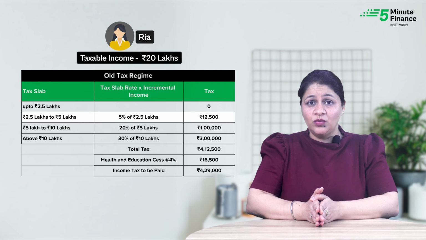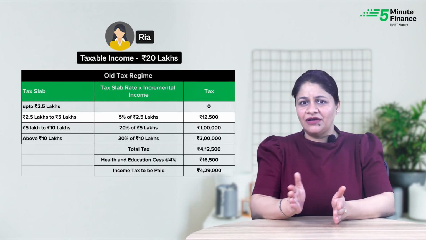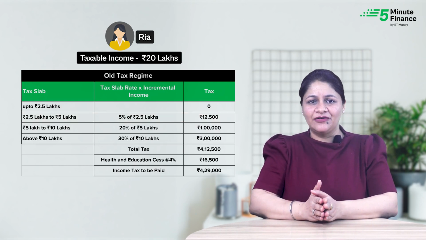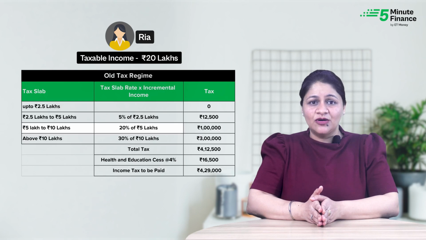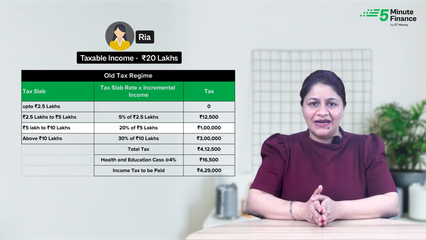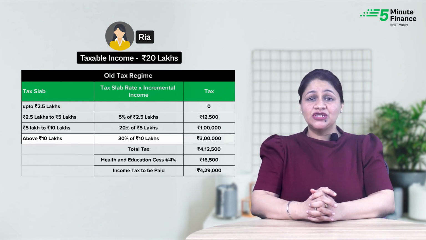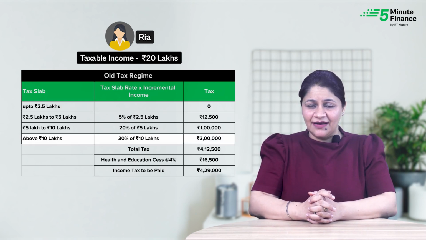Now from 20 lakh, we have already computed tax on the income worth 5 lakh rupees. So from 20 lakh income, we can take out 5 lakh. Remaining income is 15 lakh rupees. The next 5 lakh of Ria's income, which is falling between the next income slab of 5 lakh and 10 lakh, will be taxed at 20%. It comes out to be 1 lakh rupees. Now remaining 10 lakh rupees of Ria's income will fall under the highest tax bracket and will be taxed at 30%. So 30% of 10 lakh is 3 lakh rupees.